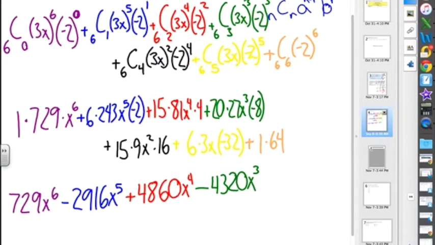All right, now we have this one here. What do we get? We have 15 times 9 times 16. 2,160. And that's positive, okay, because now negative 2 is an even power, and that's x squared.